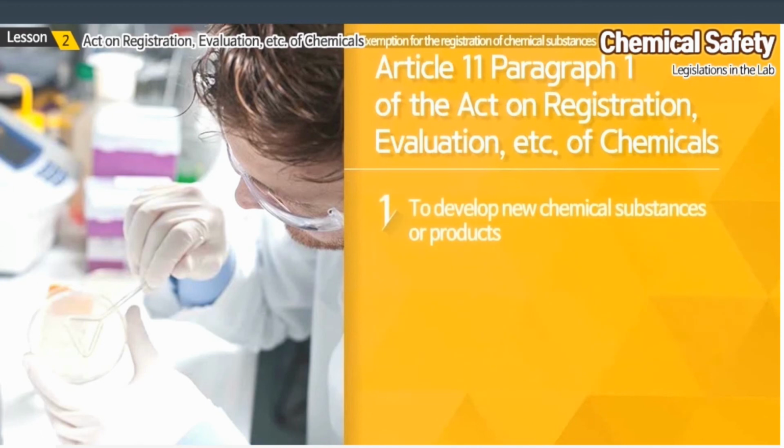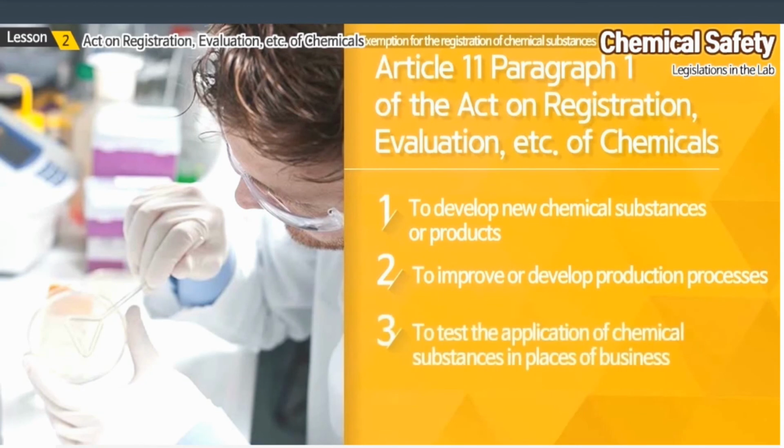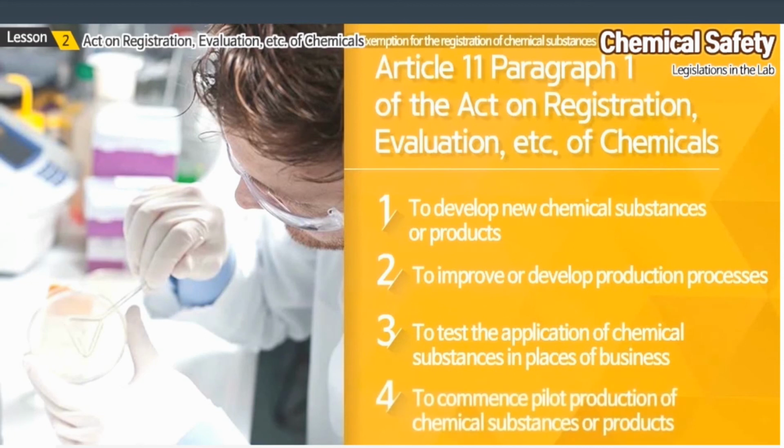First, when developing new chemical substances or products. Second, when improving or developing production processes. Third, when testing the application of chemical substances in places of business. Fourth, when commencing the pilot production of chemical substances or products.